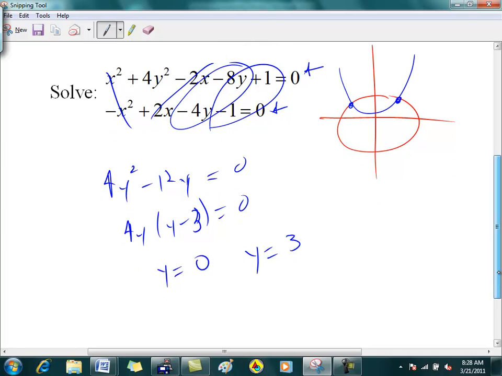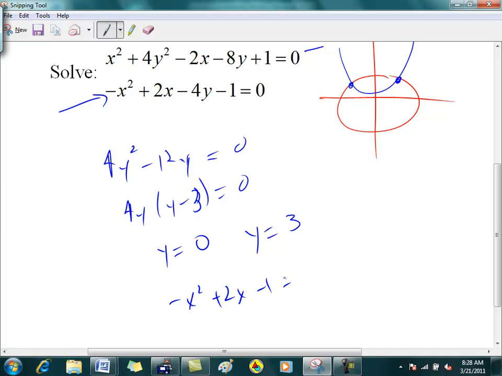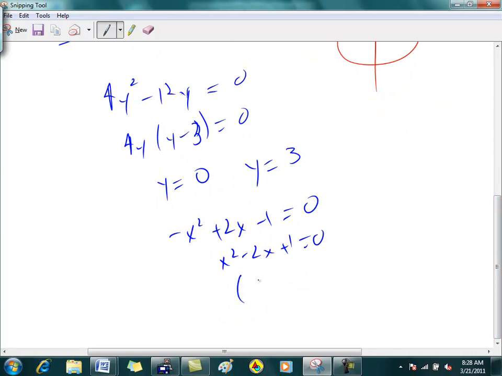How do I get x? You'll have to plug back into y. So it looks like to me it's probably best to use this equation here to plug y in. Right? So then you get minus x squared plus 2x minus 1 equals 0. X squared minus 2x plus 1 equals 0. So x equals 1. Your answer is going to be written as an xy pair. Okay, so you're going to write your answer as 1, 0.